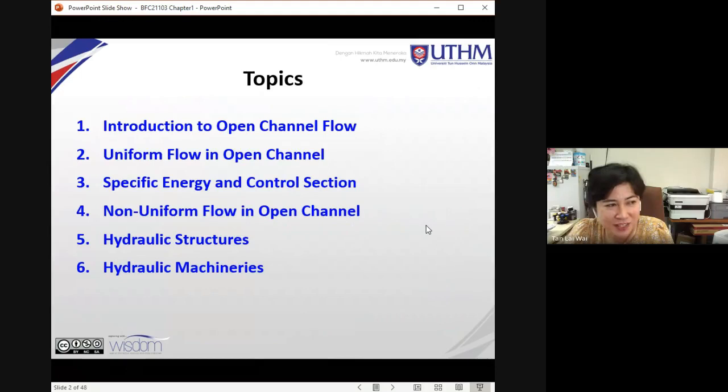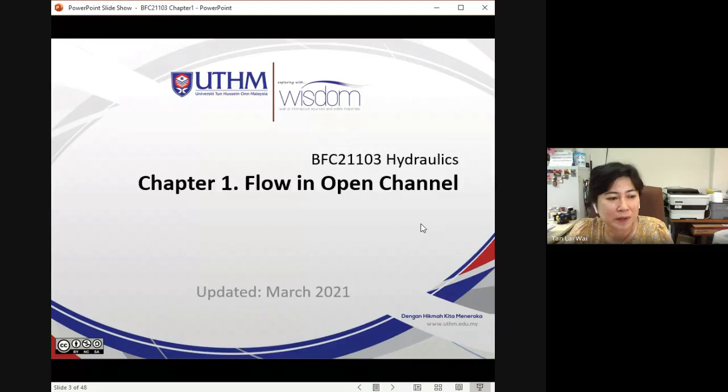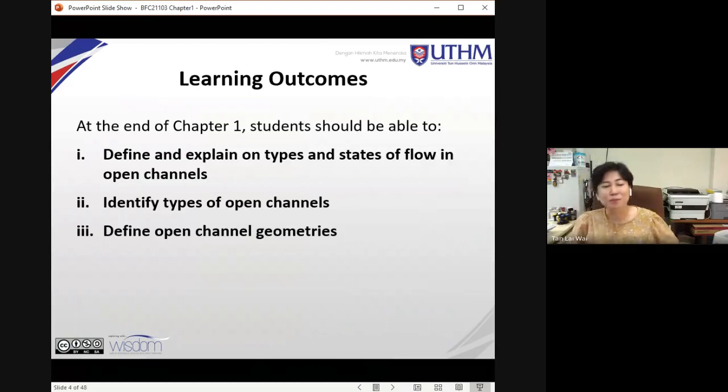I've explained about this. So today we are going to look at introduction to open channel flow. At the end of this chapter, what will you learn? You will be able to define and explain types and states of flow in open channel. When I say type, I've already talked about uniform, non-uniform, steady, and unsteady flow. The state is based on Froude number and Reynolds number. Froude number, whether it's subcritical, supercritical, or critical flow. Reynolds number, whether it's laminar, transitional, or turbulent state. So we are going to look at that in this chapter.